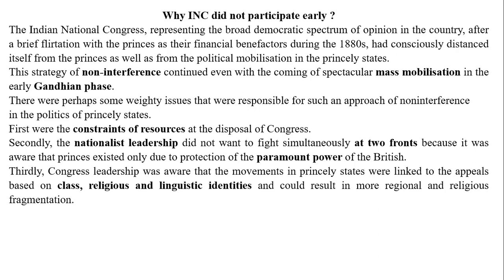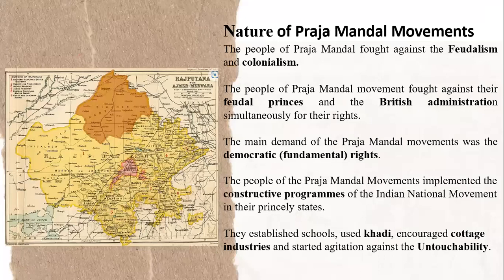So basically, the Congress Party initially did not participate in any movement which supported civil liberties for the people in the princely states, or the fight for democracy in the princely states. In perspective to Rajasthan also, the nature of the Prajamandal movement was basically to fight against feudalism and colonialism. The people of Prajamandal wanted to fight against the feudal lords and the British administration simultaneously. And the main demand was obviously democratic rights.